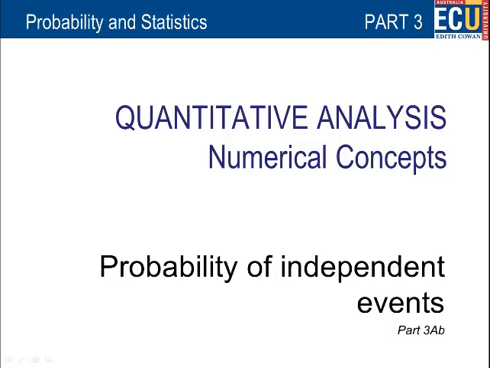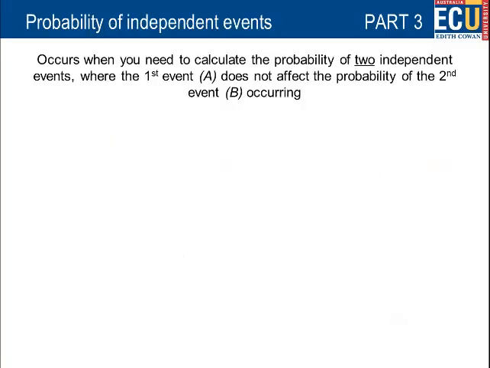Quantitative analysis, numerical concepts, probability of independent events. The probability of independent events. This occurs when you wish to calculate the probability of two independent events, where the first event, probability of A, does not affect the probability of the second event, the probability of B.